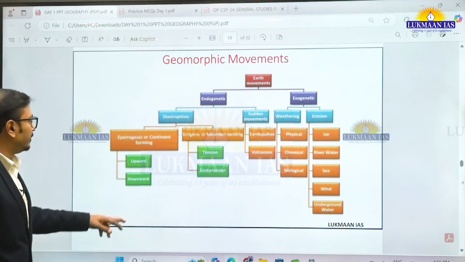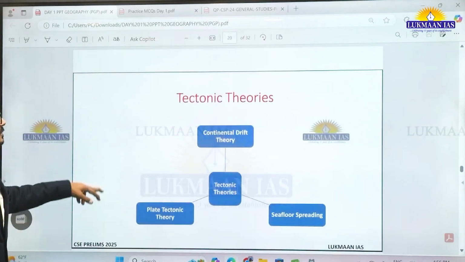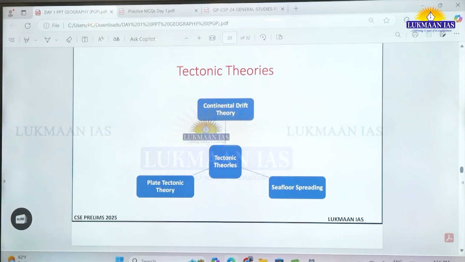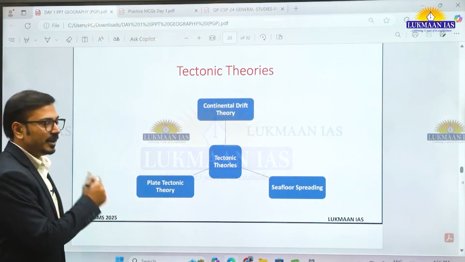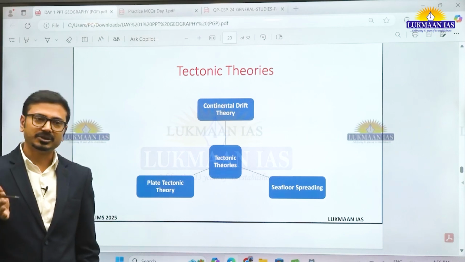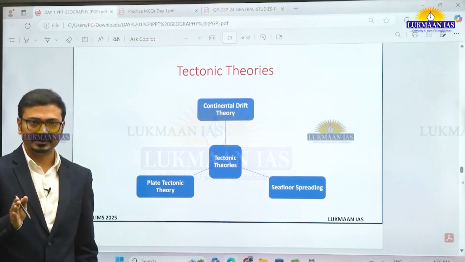ठीक है? But quickly we will see the remaining parts. ठीक है? Tectonic theory. Okay. So continental drift theory, sea floor spreading and plate tectonic theory. ये तीन theories हैं. Already UPSC has asked questions multiple times on these theories.